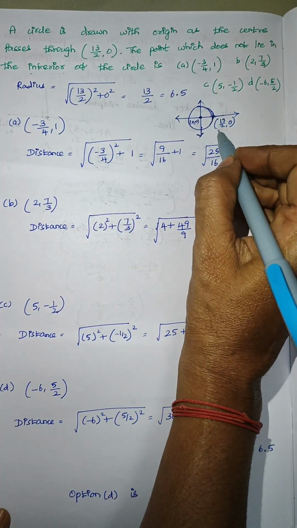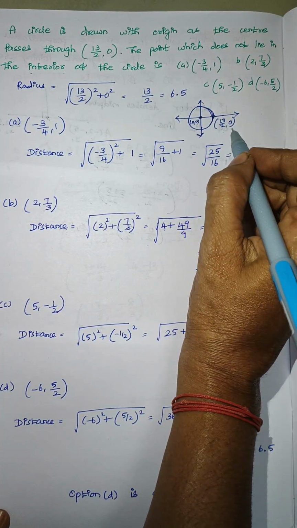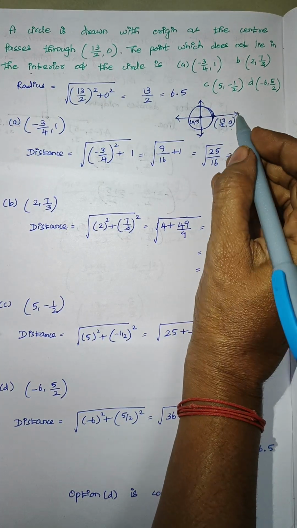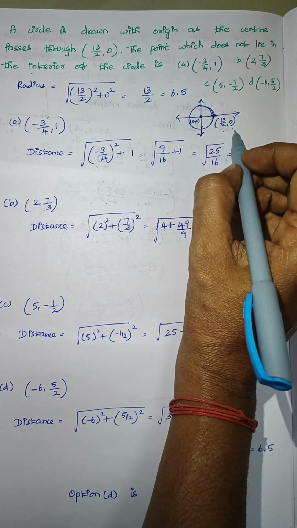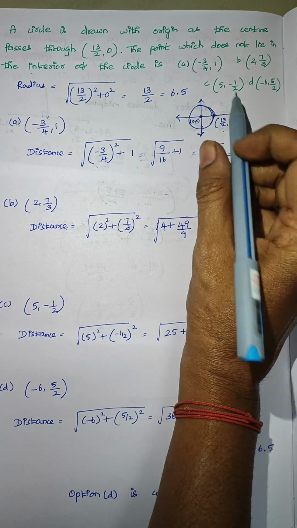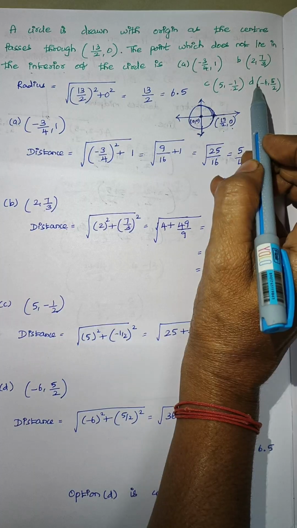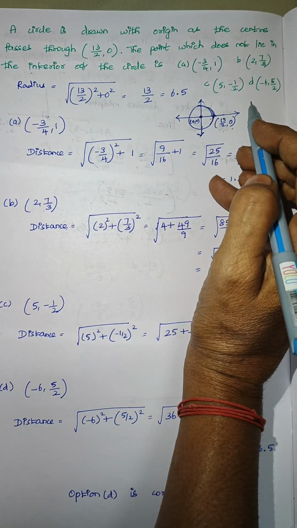The circle passes through the point which has only the x value, and the y value is 0. So obviously the point lies on the x-axis. So this is our diagram. Now we are going to find which of these points does not lie in the interior of the circle.